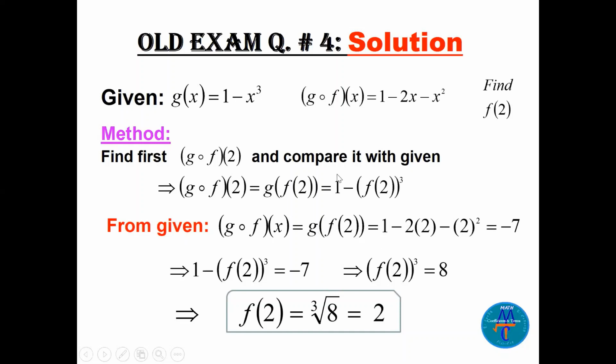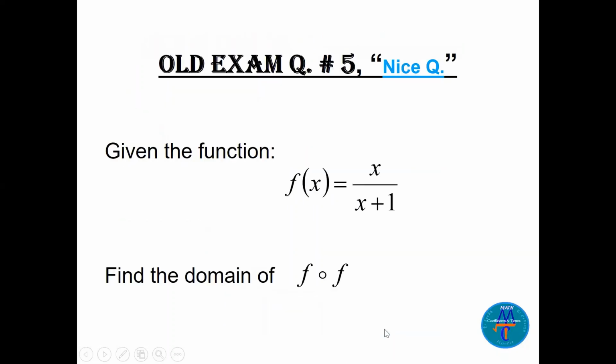So now these are equal, you see? Because both are g circle f of 2. So 1 minus f of 2 cubed is equal to minus 7. Rearrange it. This becomes f of 2 all cubed is equal to 8. Take the cube root of both sides. We need f of 2. The answer is 2. Just a little tricky question.